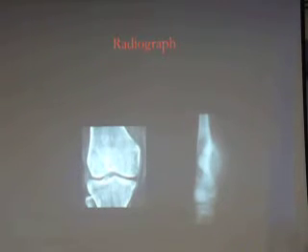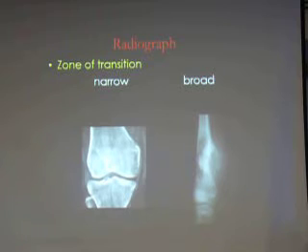Codman's triangle and a sunburst or sunray spicule appearance mean we are probably dealing with an osteogenic sarcoma. And there's something known as a zone of transition. What does a zone of transition mean? It's the difference between the affected area and the unaffected area in the bone. If the zone of transition is narrow, you're probably dealing with a benign etiology. If it is broad, it's a malignant tumor.